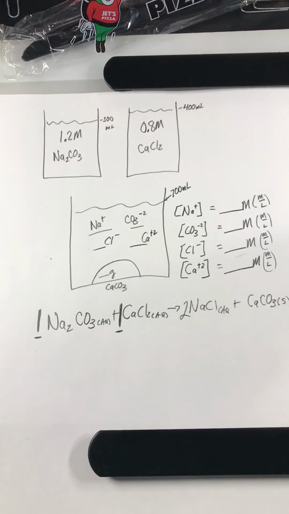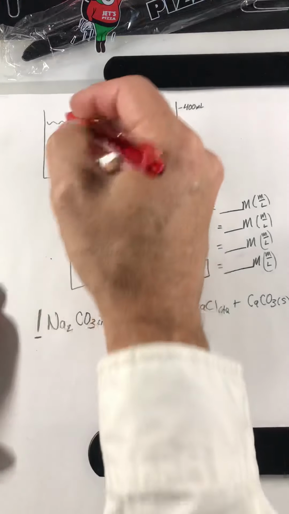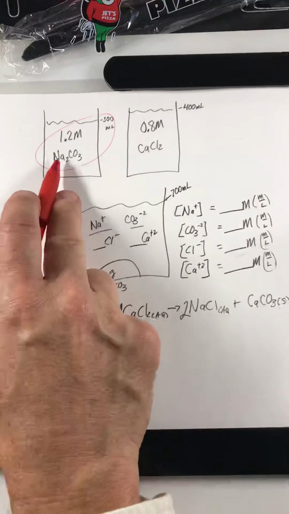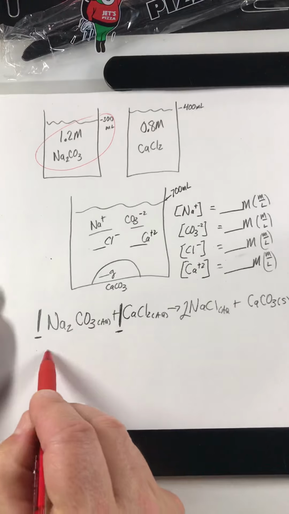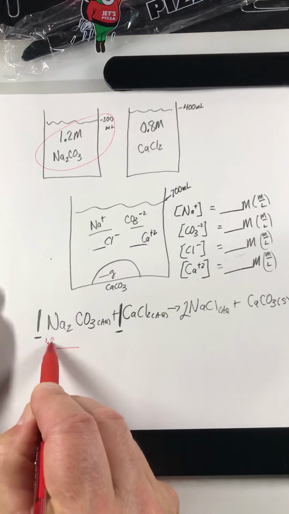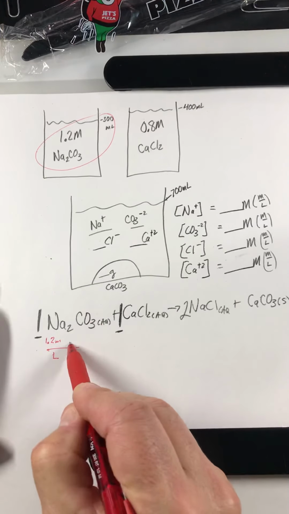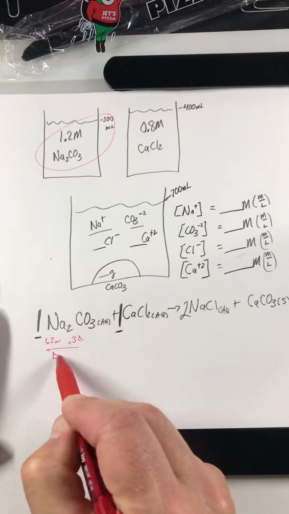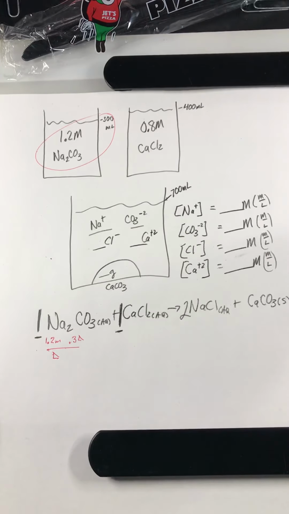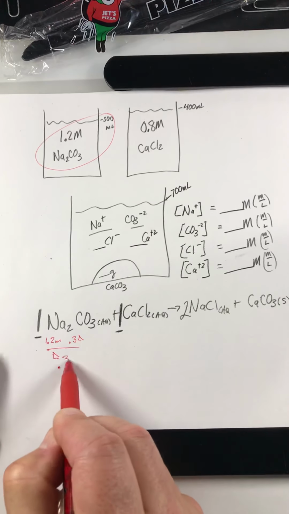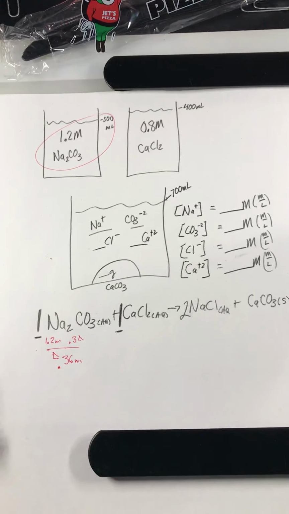Sometimes I will work the problem that way. I didn't, though, in this situation. I worked it a little bit different. Let's see how many moles of this we have. So here we go. We know that you will have 1.2 moles in every liter. Do we have a liter? No, we only have 0.3 liters. So how many moles of our sodium carbonate do we actually have? Do the math, 0.36 moles.